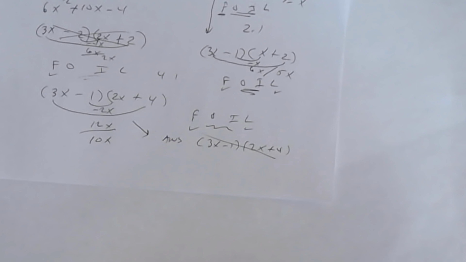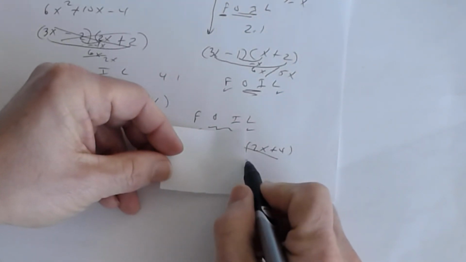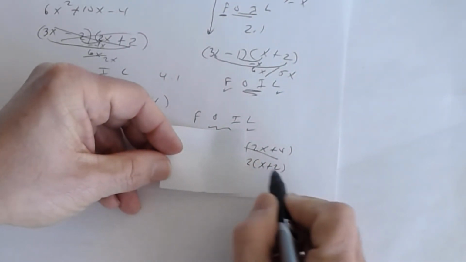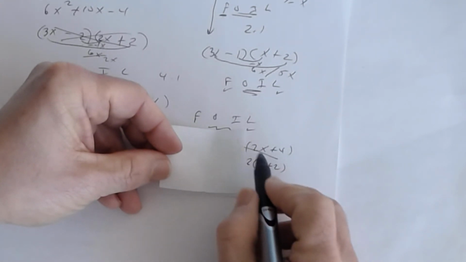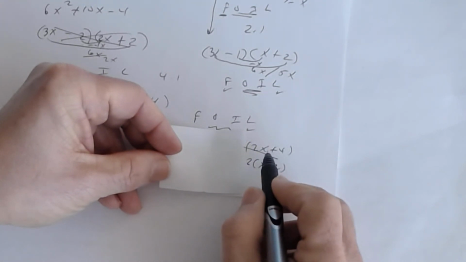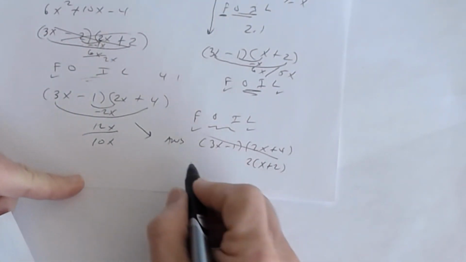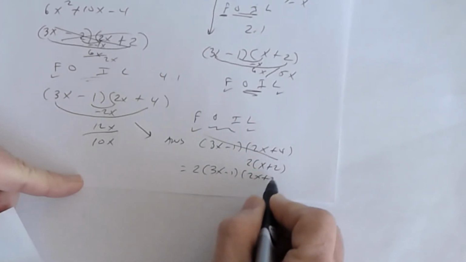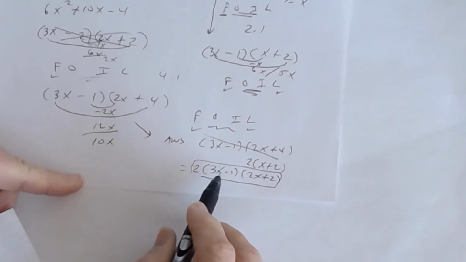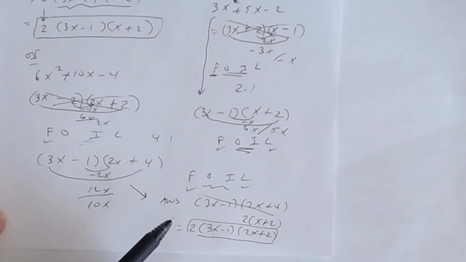I want you to notice something. When you look at 2x plus 4, you could factor out a 2. So this becomes 2 times x plus 2. So you have to make sure that you look at your factors and see if the GCF is other than 1. So now this becomes this. So let's put this in front. So this becomes 2 times 3x minus 1 times 2x plus 2. And that's the same answer we got here. See, those two are the same.